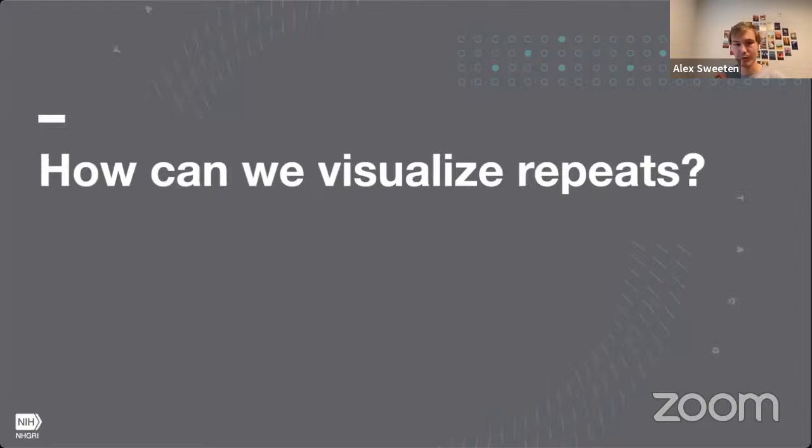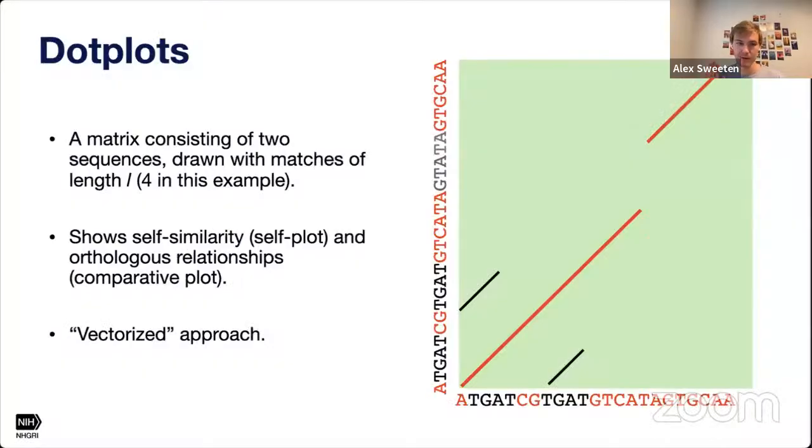Okay, so hopefully I've convinced you that repeats and satellite DNA are worth caring about. So how can we visualize them? And spoiler alert, it's going to be with a dot plot. So this is the traditional definition of a dot plot. It's a matrix consisting of two sequences. You have sequence X on the X-axis and sequence Y on the Y-axis.